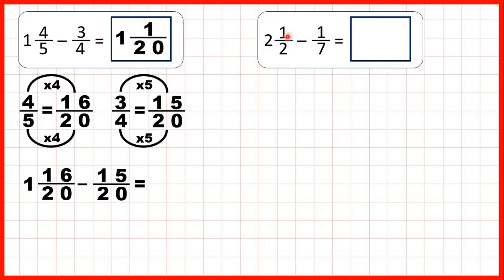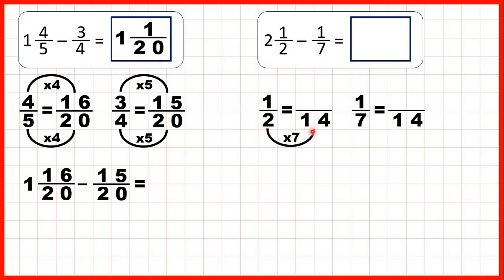Now we have 2 1/2 minus 1/7. So we need the denominators to be the same, and the lowest common multiple of 2 and 7 is 14. So let's find equivalent fractions to 1/2 and to 1/7, which both have a denominator of 14. We use multiplication to find equivalent fractions.